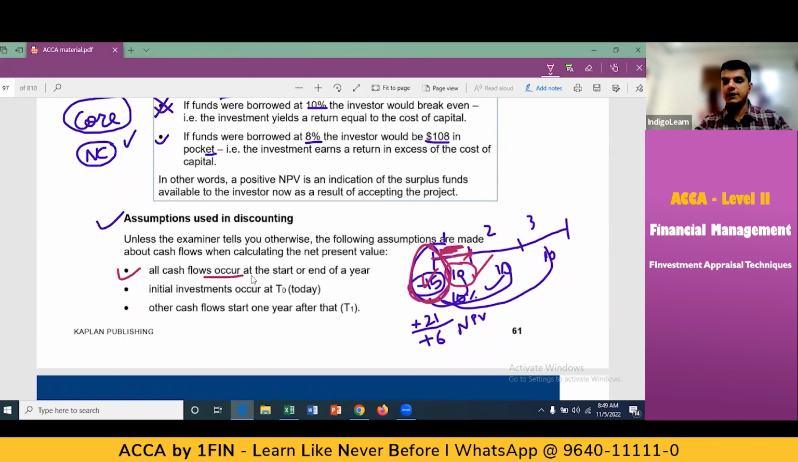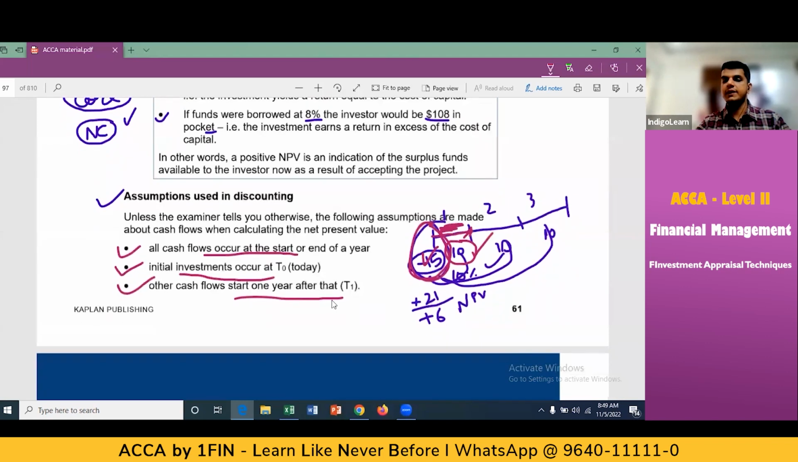Nothing given, then these three are the assumptions. All cash flows occur at the start or end. Initial investment occurs at year 0. Other cash flows start 1 year after, that is T1. Okay, 1 year after that, that is T1. So here.